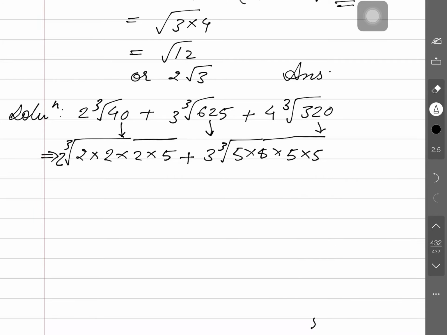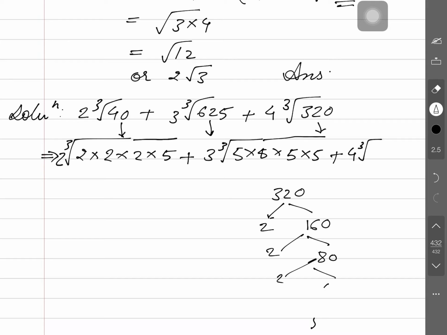Further, 4 index 3 and 320 is to be factorized. Since at the last there is 0, it will be divisible by 2. First we will try it. 2 1s are 2, 2 6s are 12, and 2. Again 2 8s are 16 and 0. Again 2 4s are 8 and 0. Again 20. Furthermore, 2 and 10. Again 2 and the next is 5. There is 5, 1 is coming. So how many times 2 are occurring here?